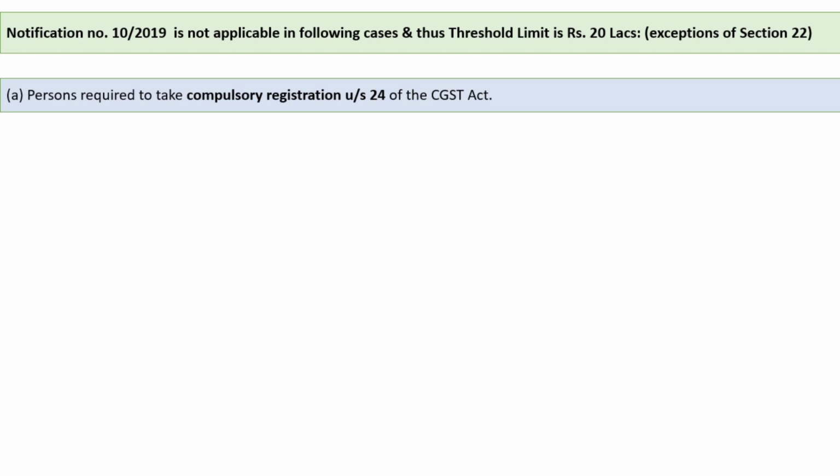If a person falls in section 24, that means when section 24 is applicable, like I am giving you one example, a person is supplying goods to another state, then it is compulsory for him to obtain registration under section 24. So here the limit of section 22 is not applicable. 20 lakh, 10 lakh, 40 lakh. In this case, we don't see the limit. If he falls under section 24, then it is compulsory for him to obtain a registration. So that is why it is the first exception.